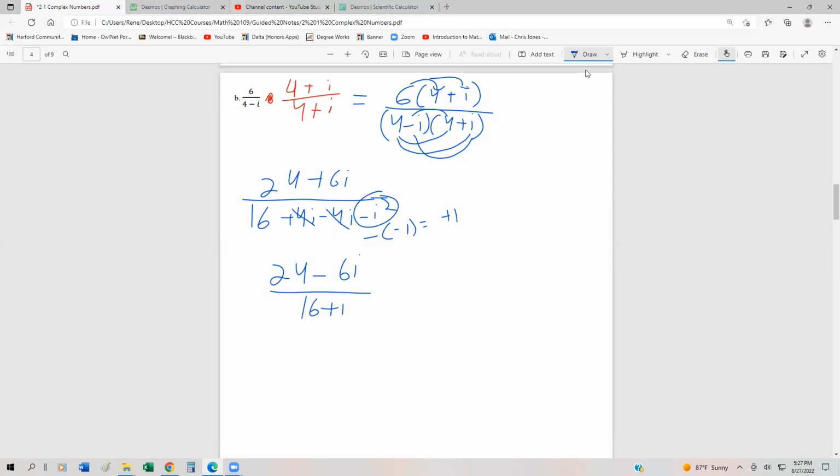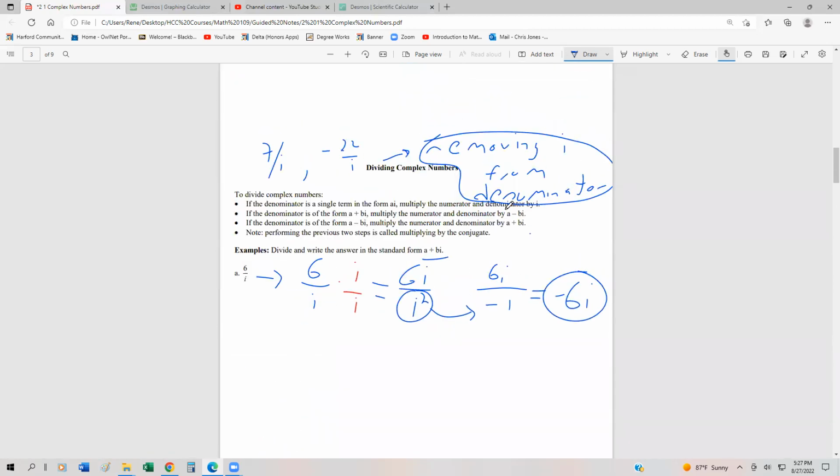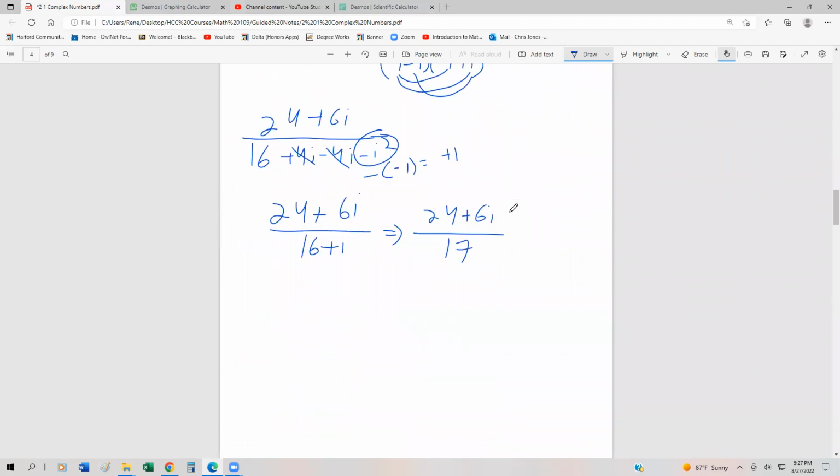And of course, we know that another way to write this would be (24 + 6i) divided by 17. And I believe that we want to write everything in the form a + bi. All right, and so to do that, we're just going to divide this out. So this would be 24/17 + 6i/17, right?